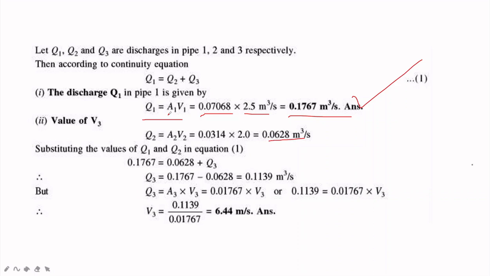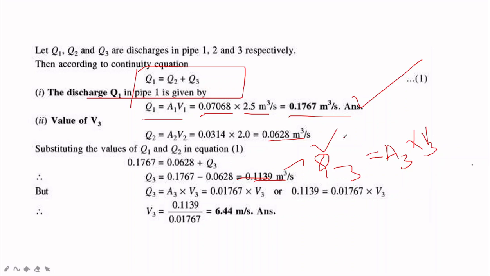Substituting the values of Q1 and Q2 in the main equation, Q1 is equal to Q2 plus Q3. We know the value of Q1, we know the value of Q2, so once we substitute, we will get the value of Q3. Q3 is equal to A3 into V3. We know the value of Q3 and also A3. So what is remaining? We have to find V3. So substitute and find the value of V3. V3 is equal to Q3 by A3. It is 6.44 meter per second.